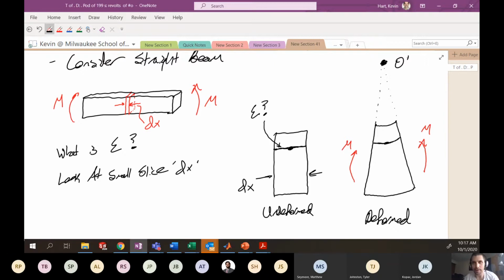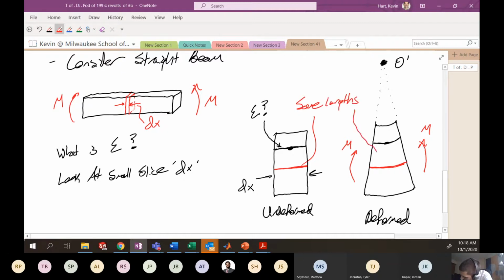You would also agree with me that there is some portion of each one of these members that stays the same in its length, and that would be the neutral axis. So if we're putting this thing into bending, there is some portion in the bar that does not change in length. So here, this is same length, and this is neutral axis.